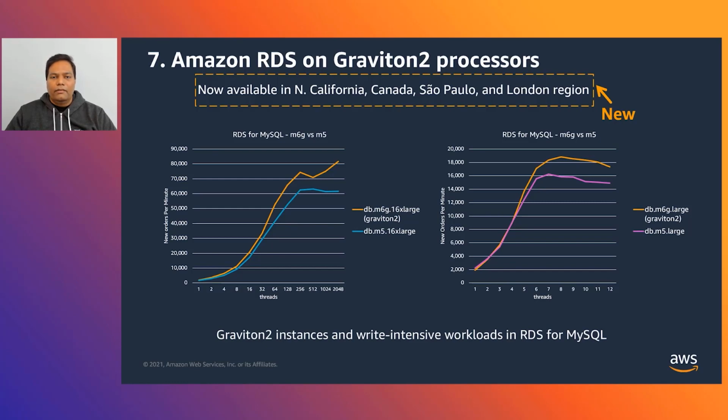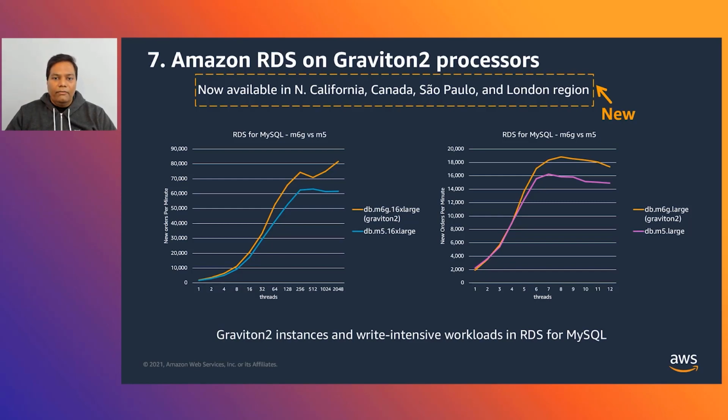AWS Graviton processors are custom built by AWS using 64-bit ARM Neoverse cores. Our internal benchmarks have shown up to 35% performance improvement and up to 52% price performance improvement when compared to similarly configured M5 instances. So here's an example of the benchmark we did internally on this slide.